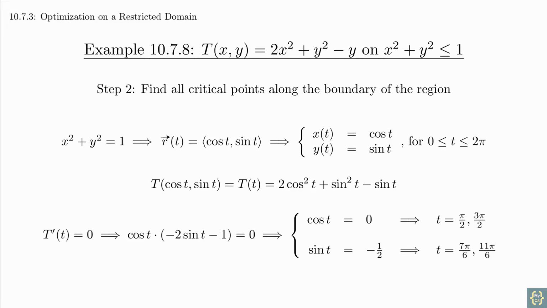Strictly speaking, we should consider the endpoints where t is equal to 0 and t is equal to 2 pi. For this situation, extending the domain just means tracing the circle periodically, so this won't create any more potential extreme values. But if this were a rectangular region, those endpoints would be important.